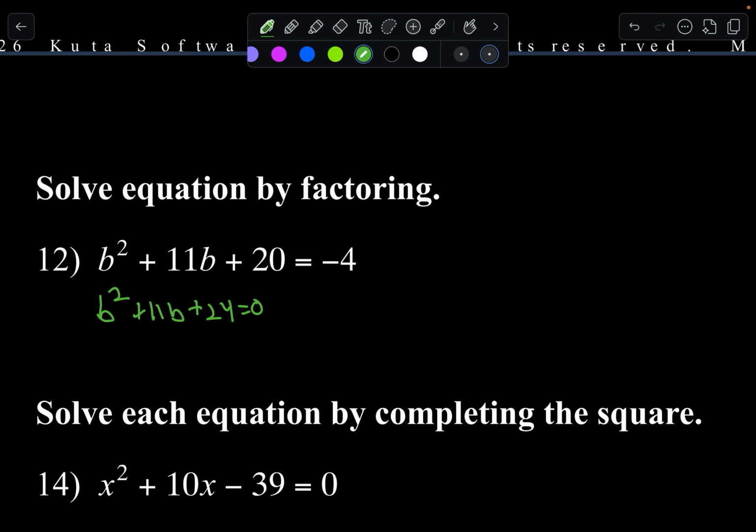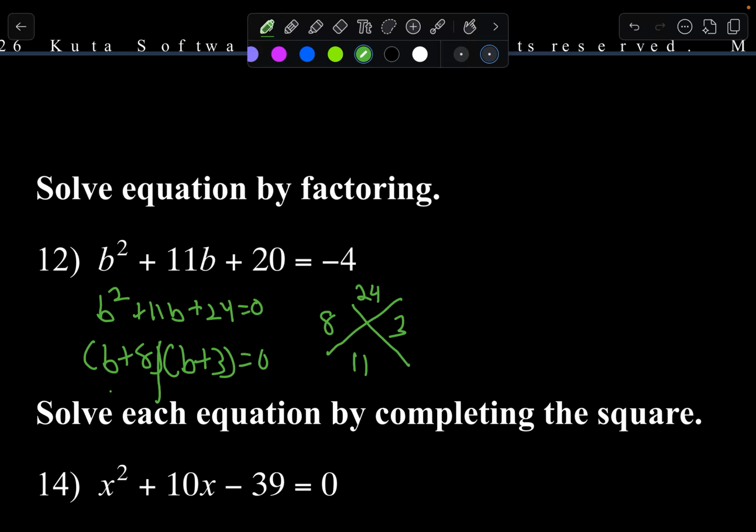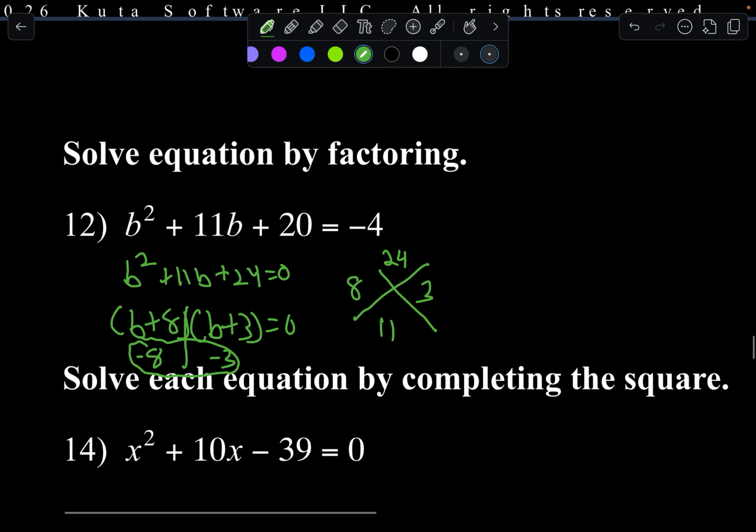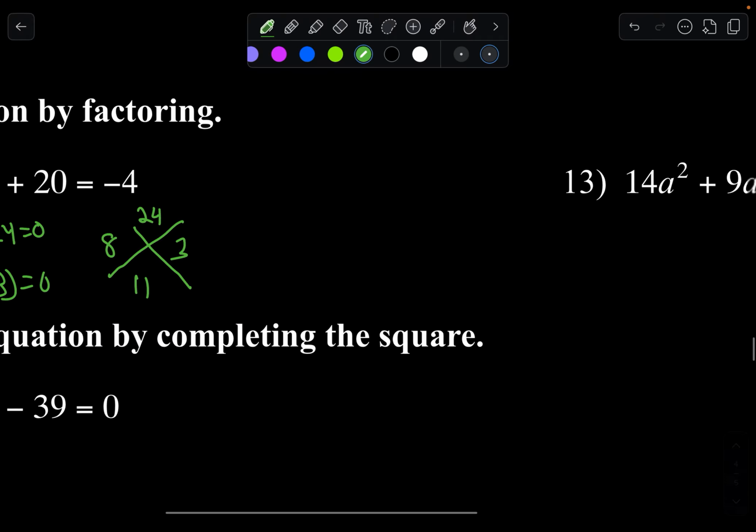Now that it's a quadratic equal to 0, we're going to factor. Look for products that multiply to 24 and add up to 11: 8 and 3. So this is going to be b plus 8, b plus 3 equal to 0. That gives us negative 8 and negative 3. Those are two solutions. You could check it and multiply it together and see if it works out. It will.